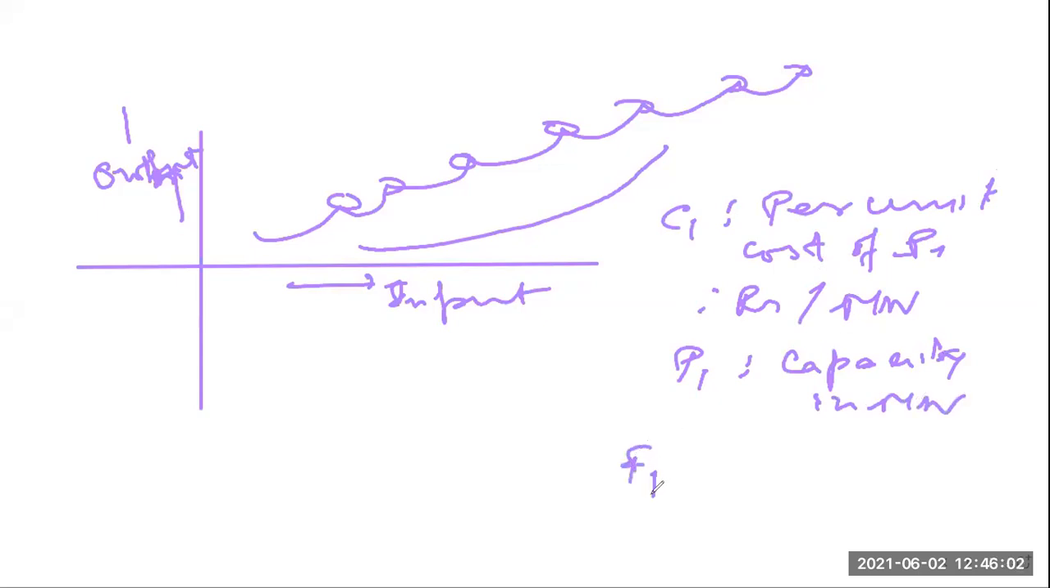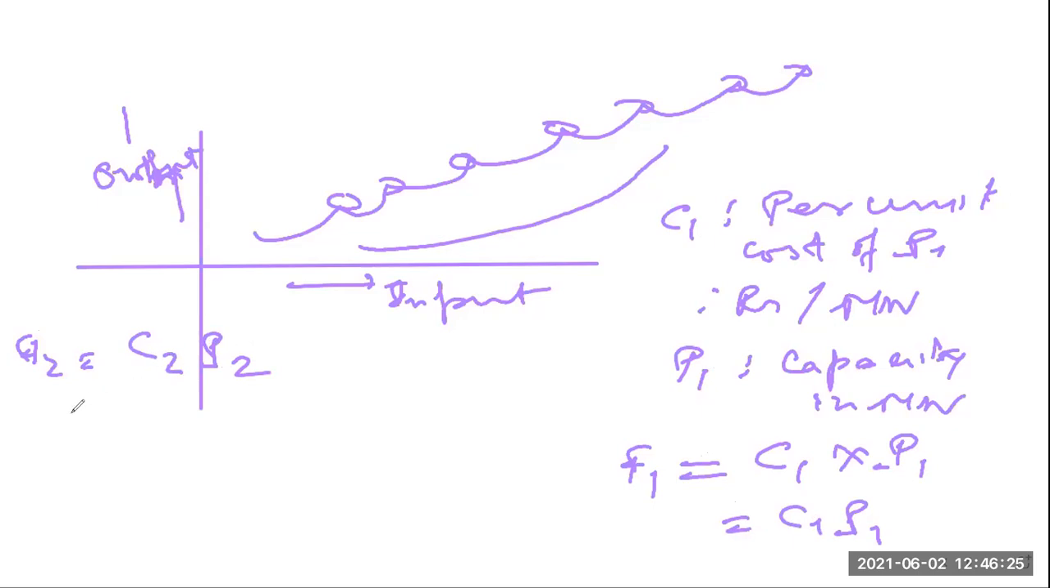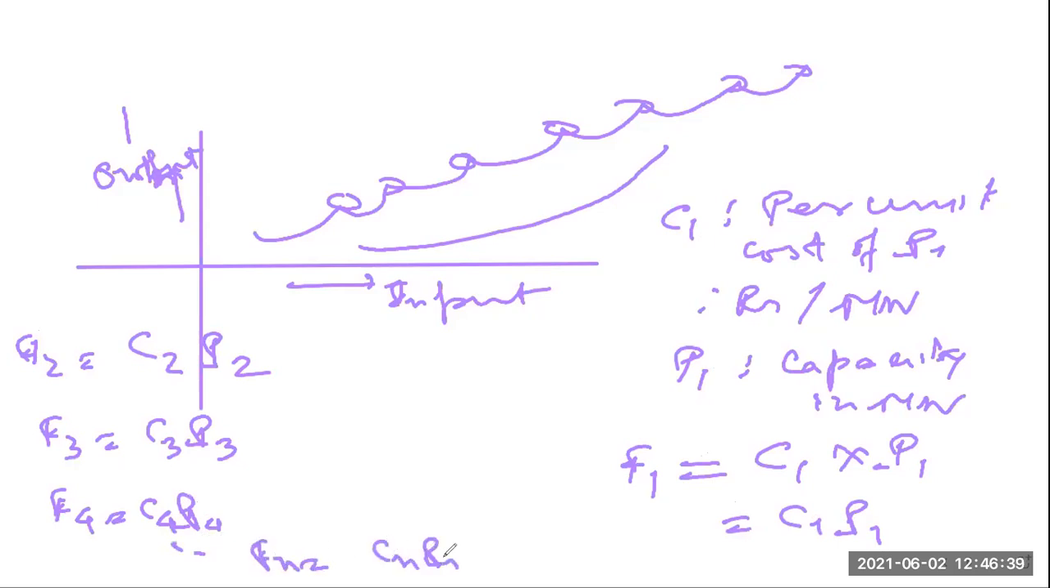So the total cost of this plant 1, you have n number of plants, is the cost per unit C1 into the total generating capacity, so C1 into P1. Similarly, for the second plant, C2 is the per unit cost and the capacity is P2, so it will be C2 into P2. For the third plant, C3 into P3. For the fourth, C4 into P4. It continues up to the nth plant, that is Cn into Pn.